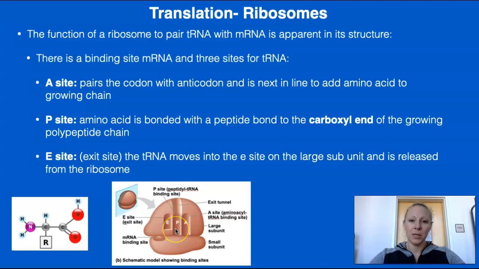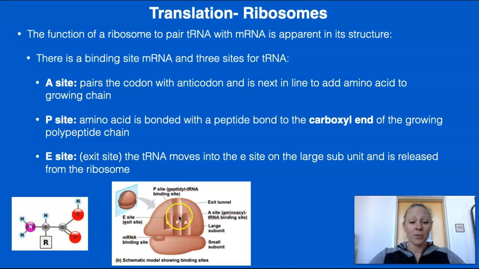Then it gets moved over to the P site, where the amino acid is going to bond to the growing polypeptide chain. What's going to happen is the amino acid is going to be bonded to the carboxyl end of the growing peptide. So the N side is going to be connected to the C side. So if you remember, this is the backbone of an amino acid. We have our amine group here, and we have our carboxyl here. And so the growing polypeptide chain is going to be added on to this side, and then to that side, and then to that side. So the N side is going to be added on to the C side.